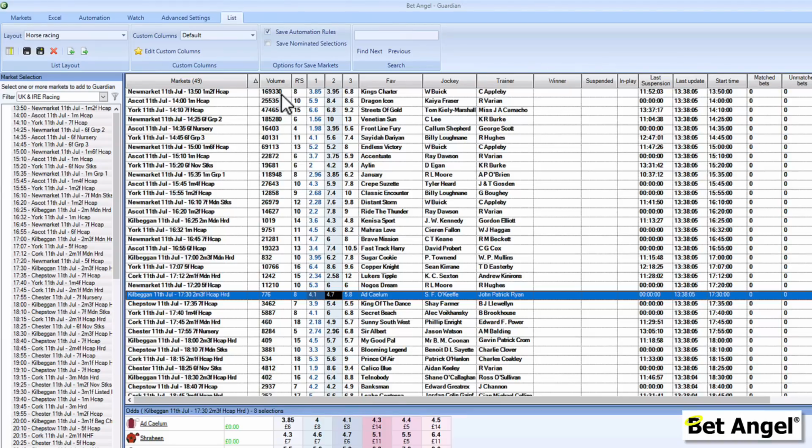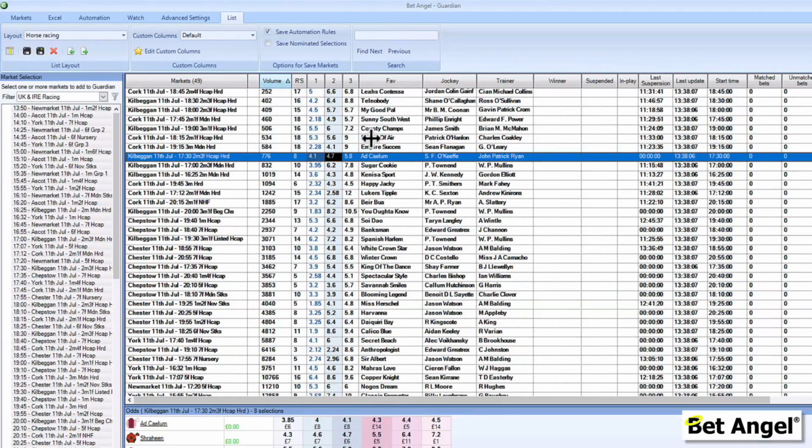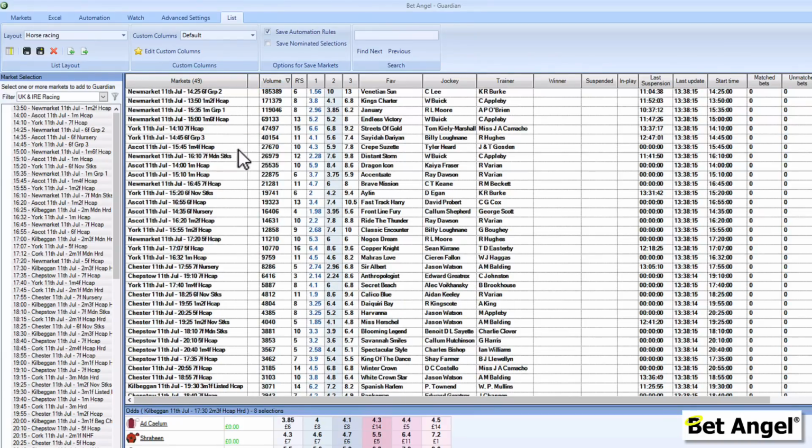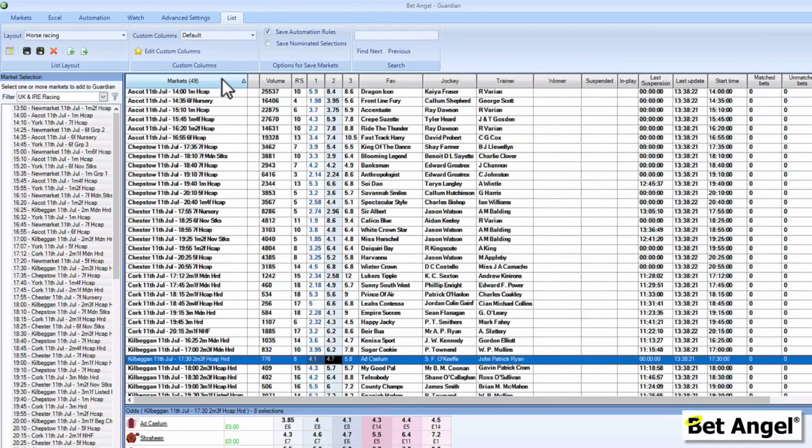So other things you can look at as well are things like the volume. If you click on the volume header, you can see it's sorted by volume. You can see there's nothing at Cork. But if we click it again, it'll sort it in reverse order. And you can see all the focus on this particular day is at Newmarket. That is where most of the money is getting matched. That is where you're going to stand the best chance of making money.